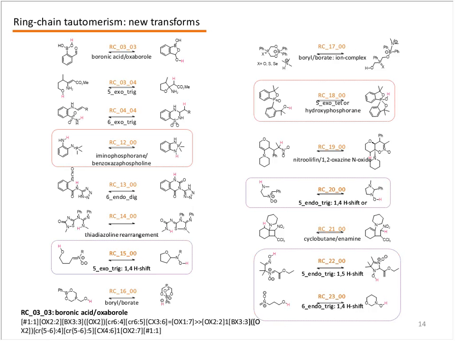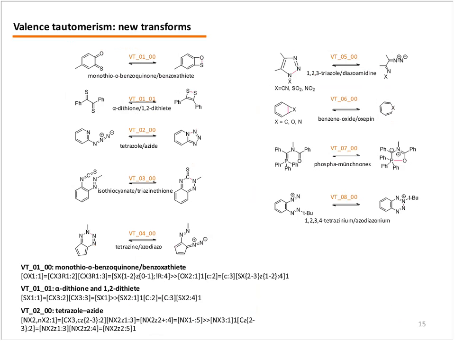There is another system which involves isomerization between two members, with one ring system as well as two ring systems. And valence tautomerism: these are new transforms which were compiled from the literature, where tautomerism occurs by reorganization of the single and double bonds. There is no migration of an atom or functional group.